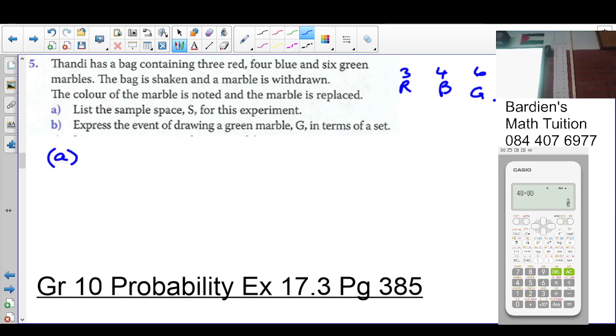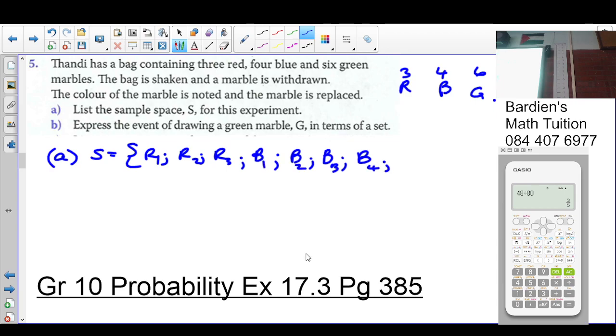So what would the sample space here be? So we'll have how many red marbles? 3 red marbles. So we call marble 1, marble 2, marble 3. But they're the same. No? How many blues? 4. They're the same. So if I draw any one of those, it will be considered as the same marble, blue. We've got 6 green. 1, 2, 3, 4, 5, 6 green. Okay, this is the sample space.